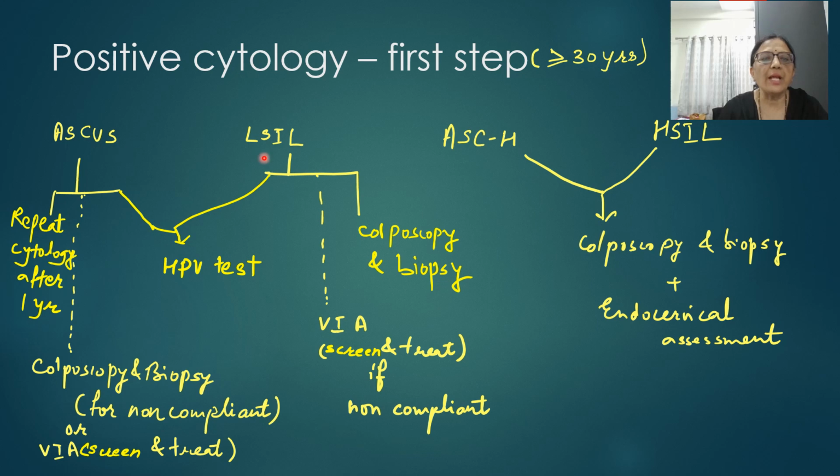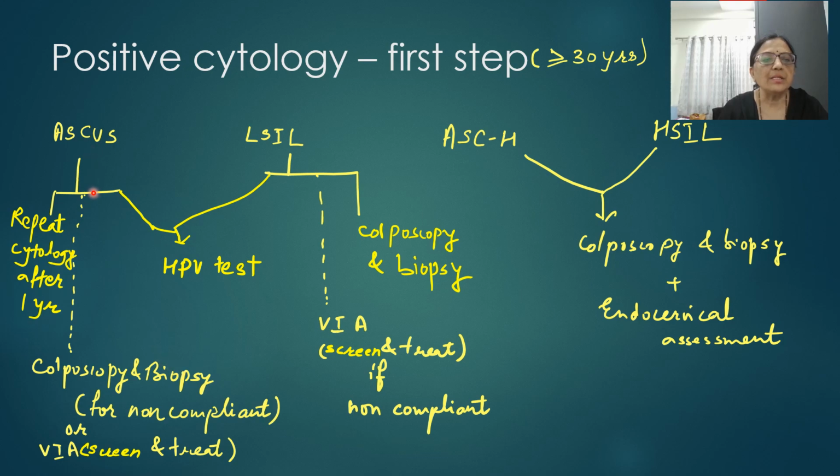Now, there is some difference between ASCUS and LSIL. LSIL is a slightly more serious abnormality as compared to ASCUS. So ASCUS is the only report where there is an option of repeating cytology after 1 year, or one can go for HPV test. Whereas with LSIL, either go for HPV test or go for colposcopy and biopsy. But if the patient is not compliant and you are not very sure whether she will come for the biopsy report or not, in such a scenario with LSIL, we can go with the VIA screen and treat approach. It is for non-compliant patients.